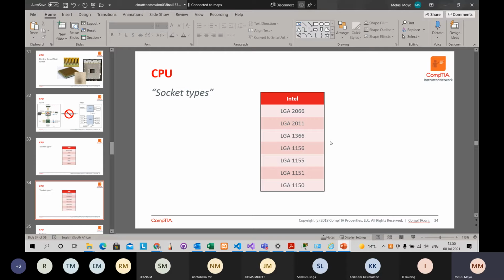A land grid array. Most Intel sockets are LGA, so anytime you see LGA 1366 in an exam, just know that it is part of the Intel sockets. And then the AM sockets, they keep on changing, but their sockets are pin grid array. So these are the socket types. Most motherboards have different types of CPU sockets, so just check the labeling on the motherboard and you will note what this socket is for exactly.